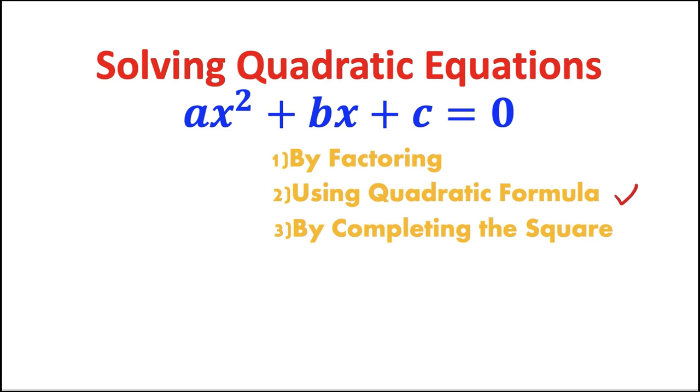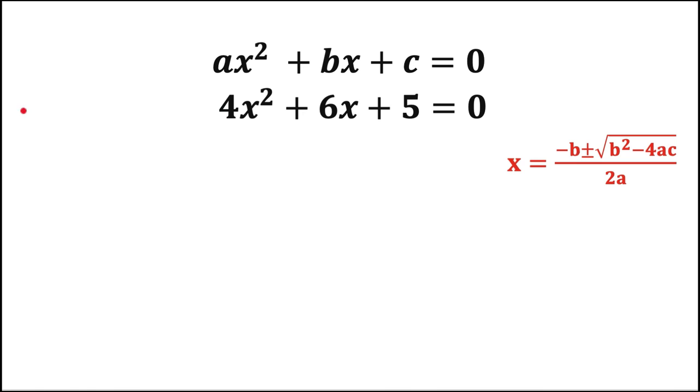So let's get started. The first example is 4x squared plus 6x plus 5 equals 0. We just compare the coefficients: a is 4. We write it down, because it's easier for you to do later when using the formula. So b is 6, and c is 5. All we need to do is plug these numbers into the formula, which is called the quadratic formula.